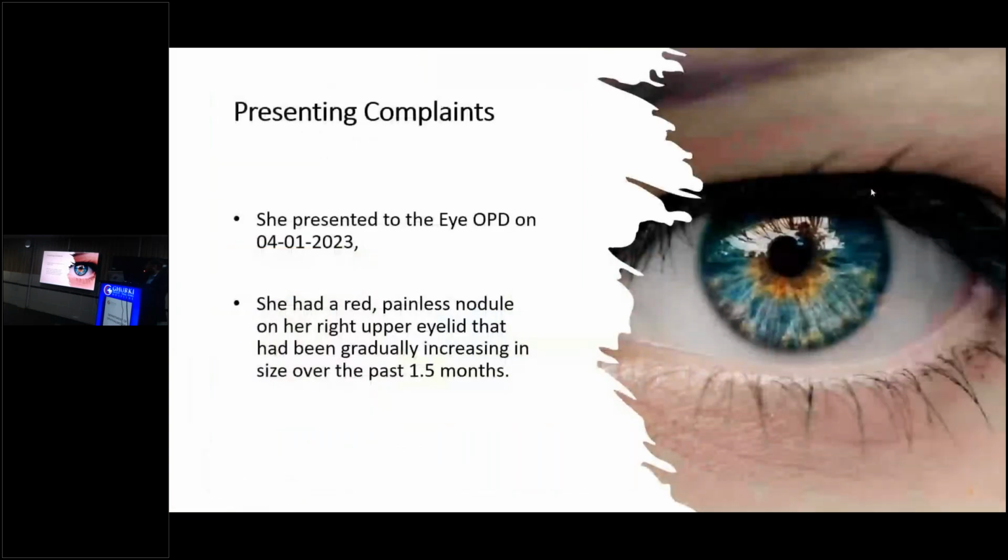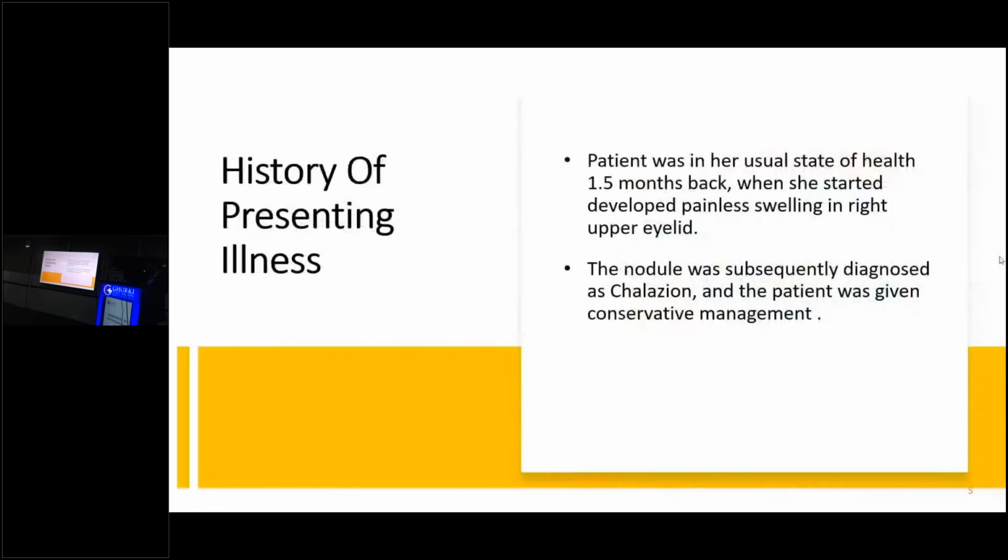She had a red painless nodule on her right upper lid that had been gradually increasing in size over the past 1.5 months. The patient was in her usual state of health 1.5 months back when she started developing painless swelling in her right upper lid. The nodule was subsequently diagnosed as a lesion and the patient was given conservative management.